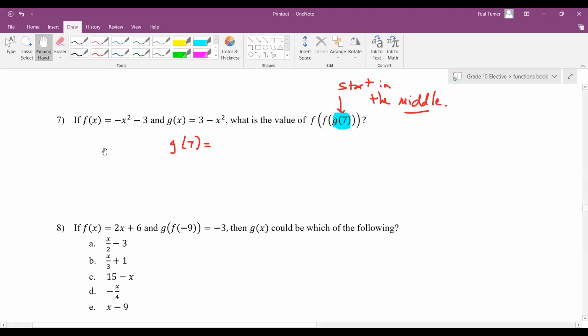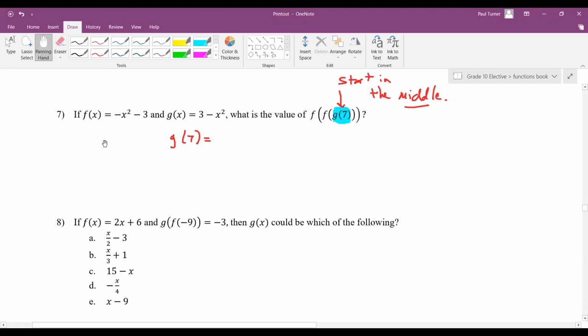Okay, try question 8 for a little while. A few minutes there. Question 8, you're going to have to think a little bit about that. You may need to do some guessing and checking on question 8.